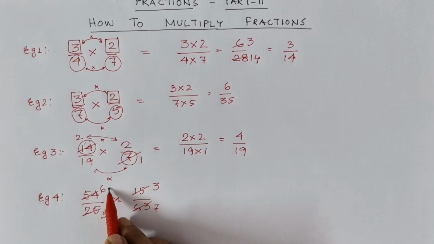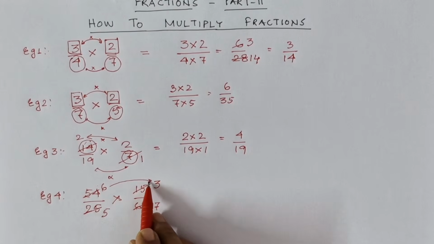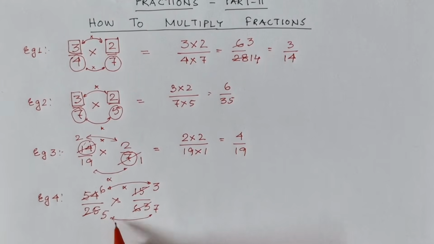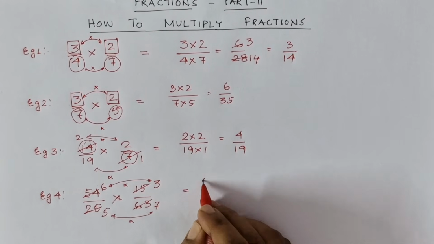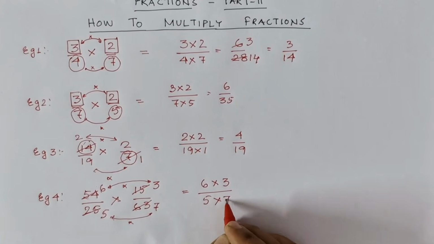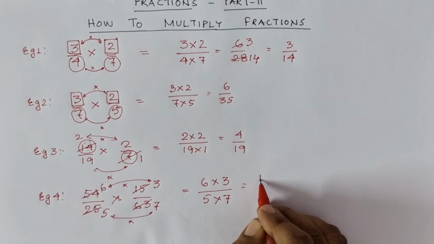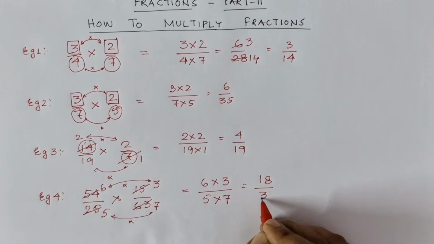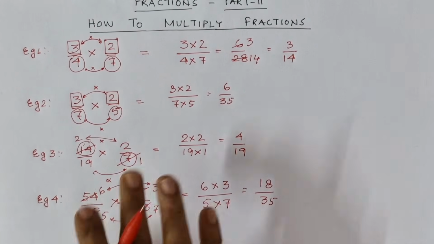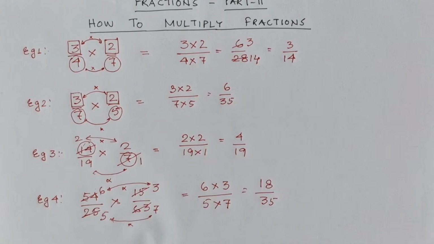So now you can straight away go ahead and multiply 6 and 3 in the numerator and 5 and 7 in the denominator. So it becomes 6 into 3 divided by 5 into 7. So this is 18 by 35. Got it? Easy? Okay. So these are a few examples and scenarios that you can face while multiplying fractions.